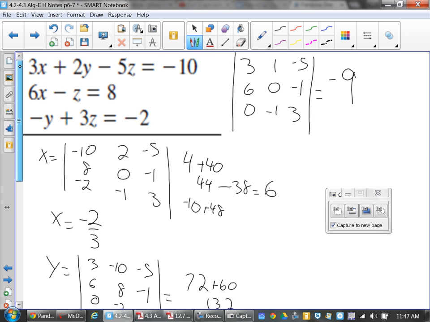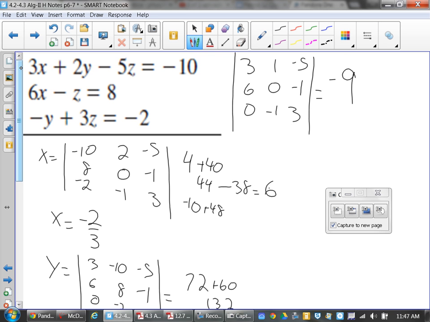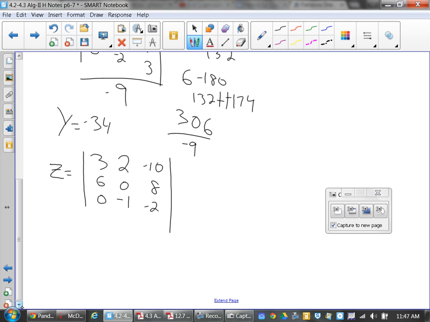So we start with 360, 1, 0, negative 1, negative 10, 8, negative 2. 16 times 0, negative 10, so we have 60. Upwards is 0, negative 24, and negative 28.